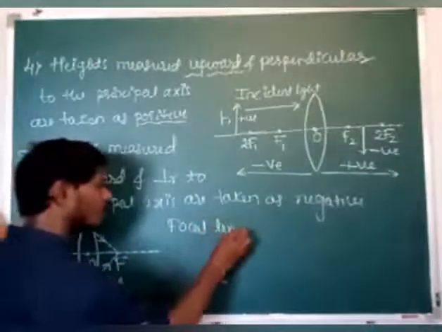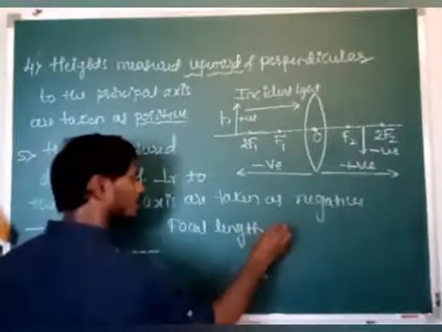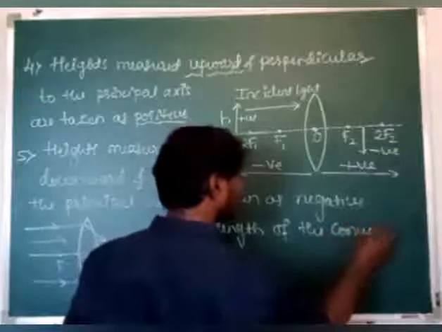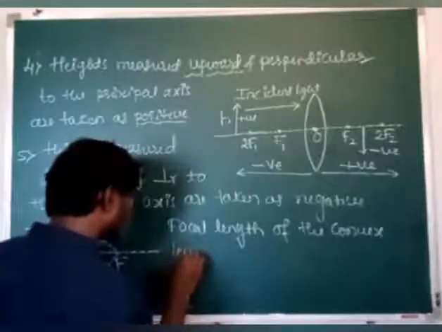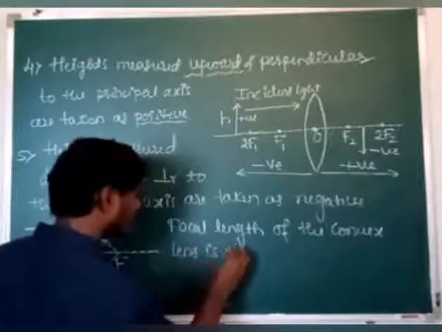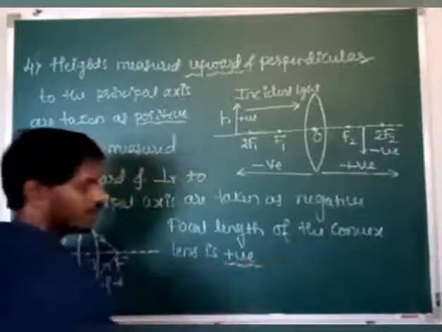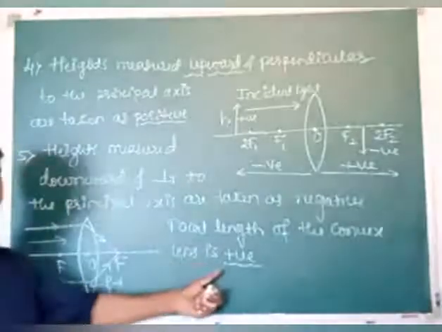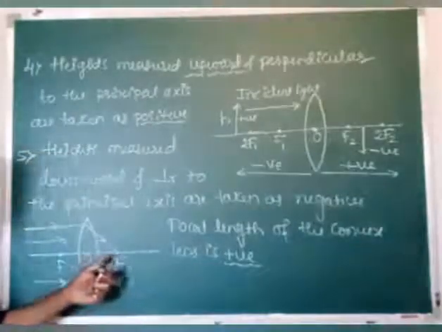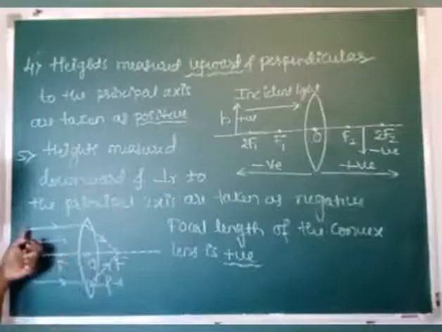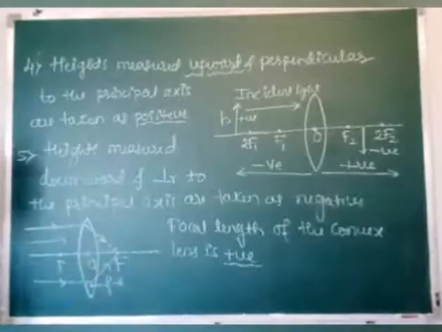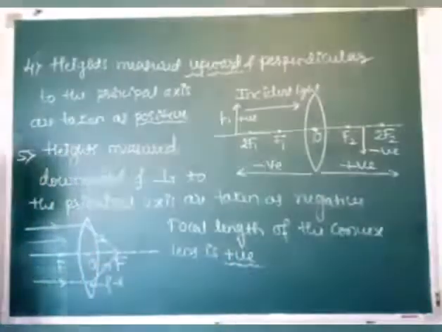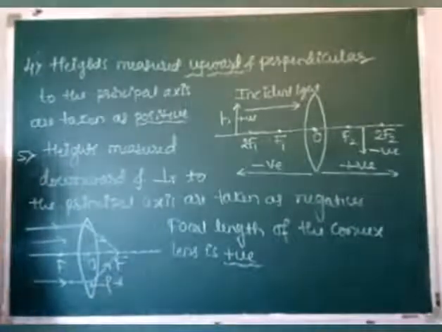Always, the focal length of the convex lens is positive. Remember this one. Okay, so why is the focal length of the convex lens positive? Because we measure the distance of the focus from the optical center in the direction of incident light. That is why the focal length of the convex lens can be taken as positive. Then what about the focal length of the concave lens?